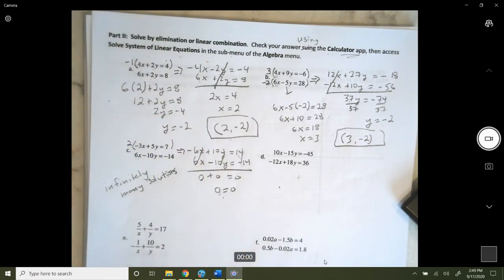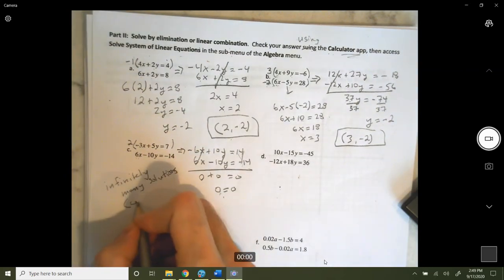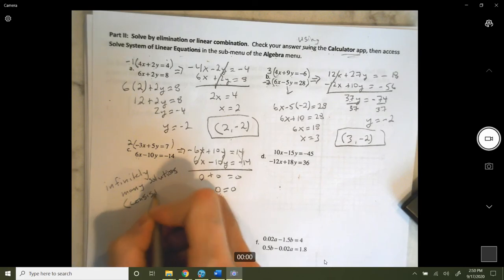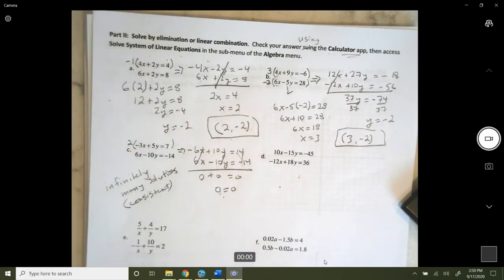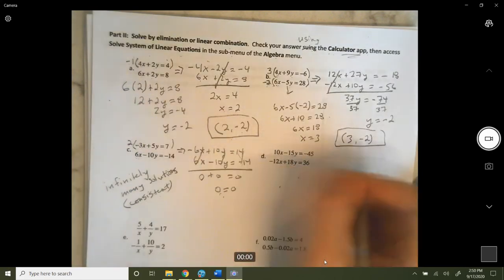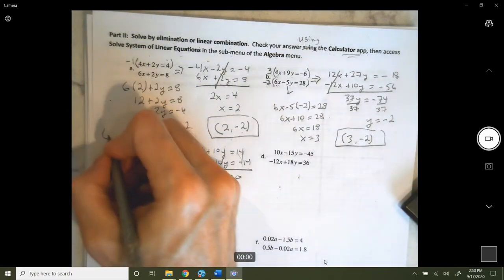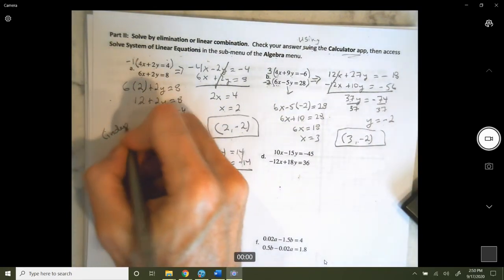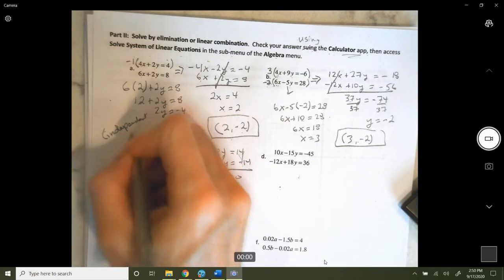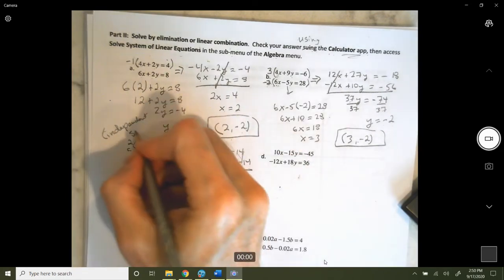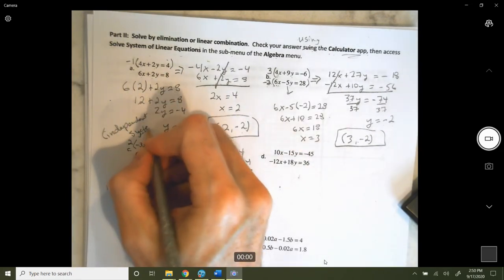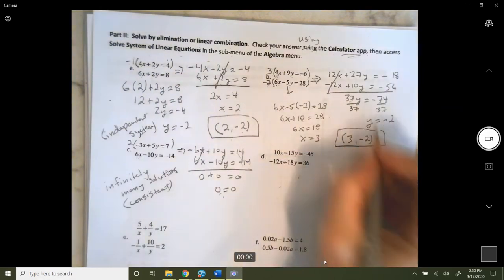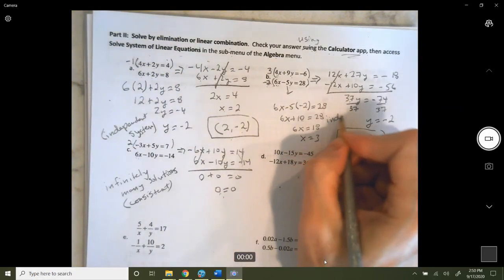Okay, this is a consistent system. Okay, let's state what these are. These have one solution, so these are both independent systems. Call this one over here independent.